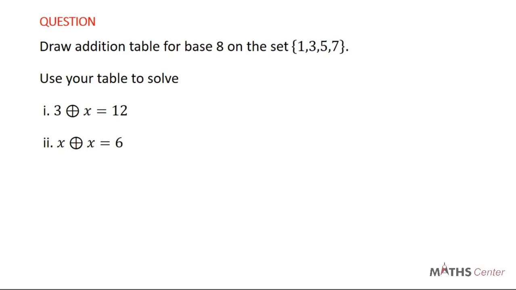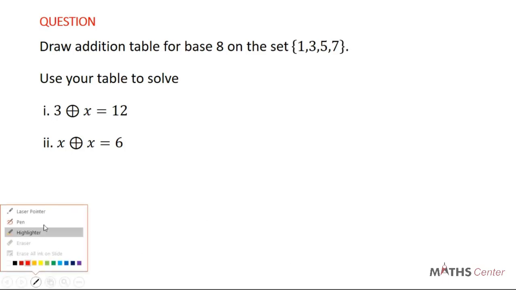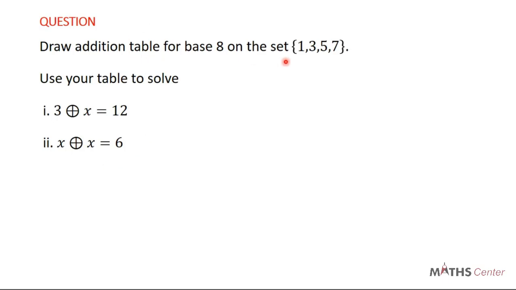We are being told to draw the addition table for base 8 on the set {1, 3, 5, 7}. Then use your table to solve: i. 3 plus x is equal to 12, ii. x plus x is equal to 6. Now this is quite different from what we saw in the previous example. In the previous video, we were told to draw an addition table for base 5, and there was no set given to us. This time we are drawing an addition table for base 8, but a set has been given to us, which means that we have to use the set that has been given to us.